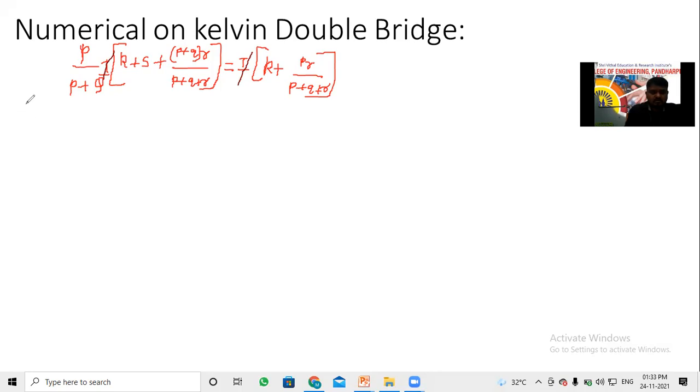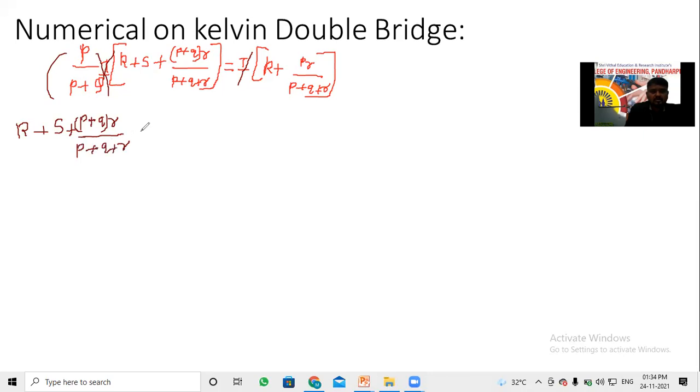Is the audio coming, or not? Okay. Next, this complete term of P divided by P plus Q, I will send into RHS side. What will it become? The LHS side, what is the term left? This term I will write here now. See here. This is R plus S plus R plus S, small p plus Q, small p and capital Q, remember very carefully, P plus Q plus R.